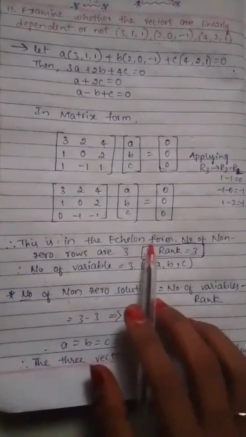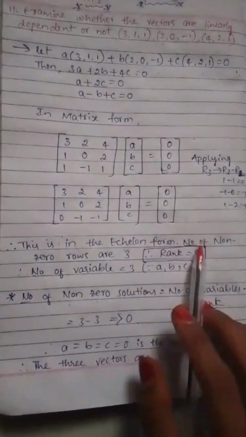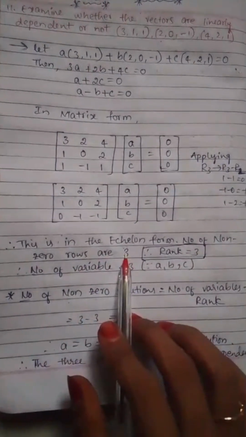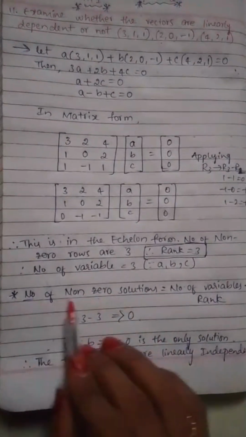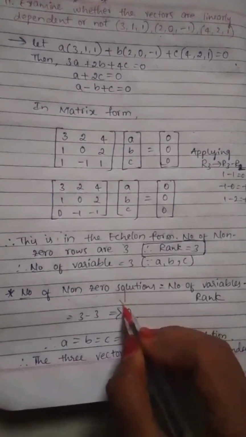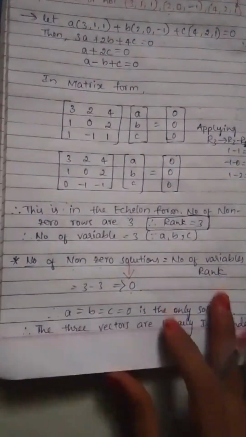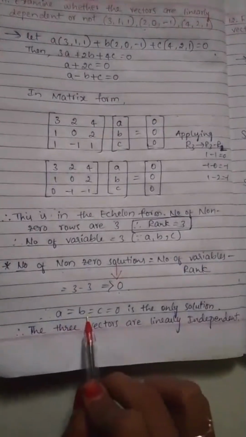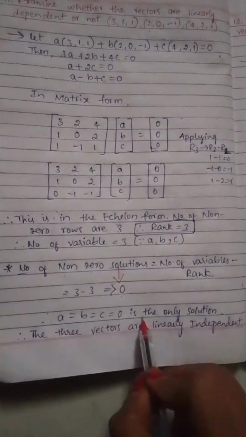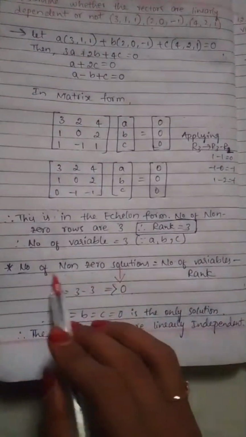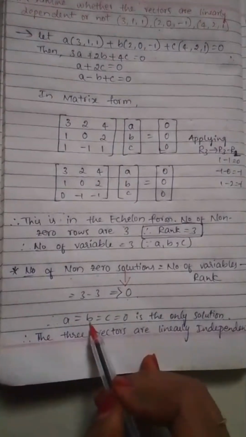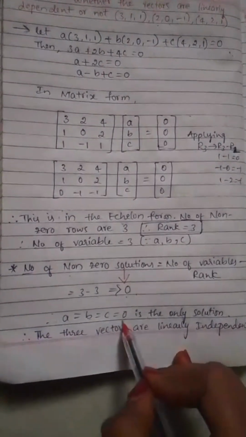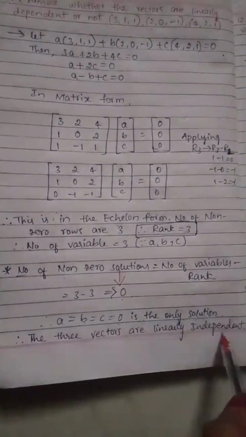Why? Because this is in the echelon form. The number of non-zero rows are 3, that's why the rank is also 3. 3 minus 3 is equal to 0. The number of non-zero solutions is equal to 0. Here just see, A = B = C = 0 is the only solution because the number of non-zero solutions is equal to 0. This is the only solution and the three vectors are linearly independent.